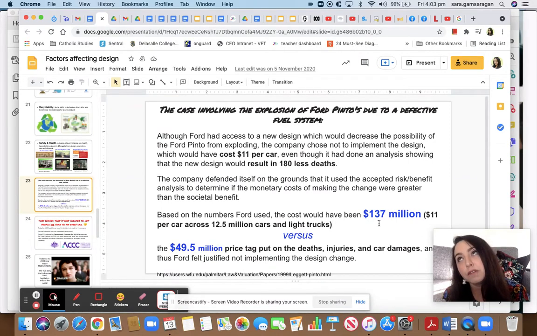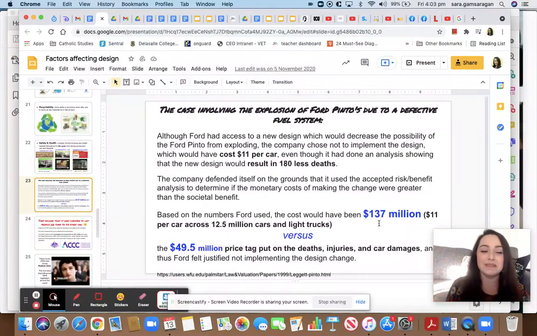And they said, oh gosh, we could fix the cars for $137 million. We just let 180 people die and we just pay the families a total of $49.5 million. It's cheaper to let them die. Let's just let them die. You can't let them die. You can't let people die. Obviously, in the 70s, you could.